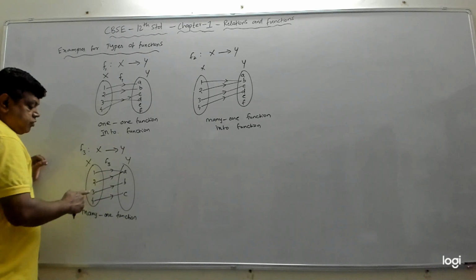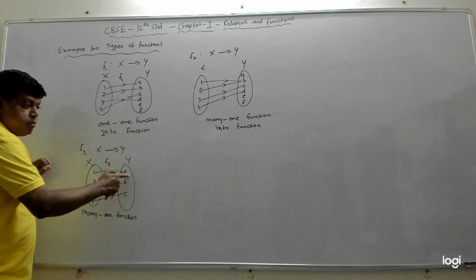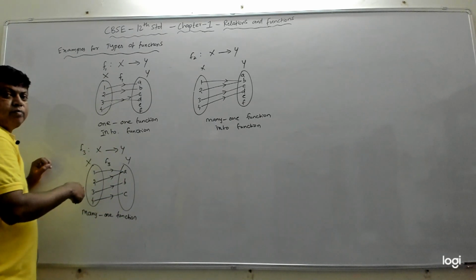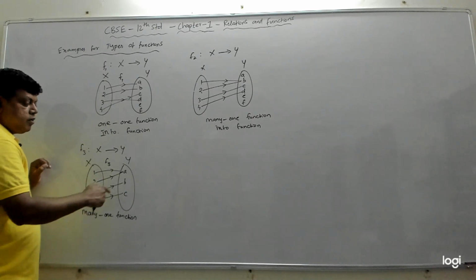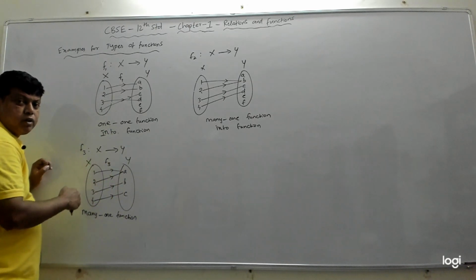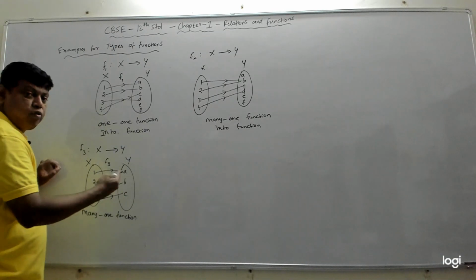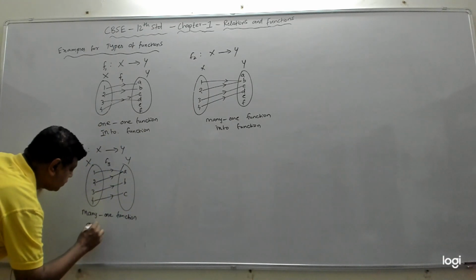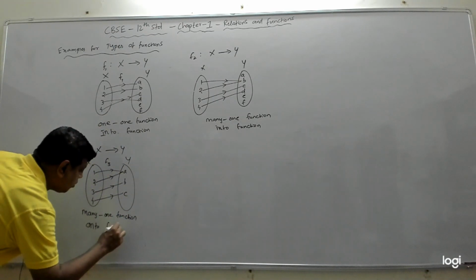Also B is the image of 3, C is also the image of 4. So every element in Y is the image of some element in X. Every element in the set Y is the image of some element in X. So therefore it is onto. It's an onto function, also called surjective.